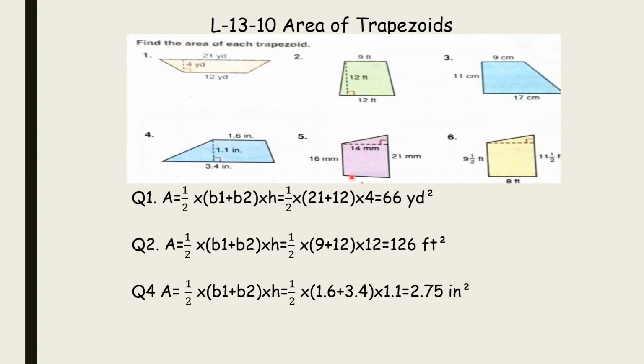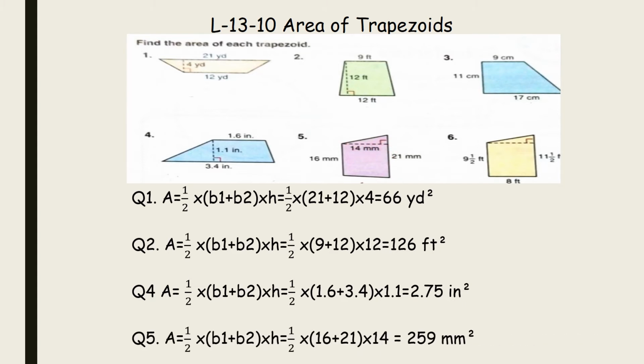Then you can see in question number 5. What is in this one? 16 b1 and 21 b2, and the perpendicular height is 14. Just check, you can check this one. Yes, 16 and 21, and what is the height? 14, and in the formula half is there. Then the 2 is cancelled with this one, 7, and 7 is multiplied with this one. What is the answer? 259.